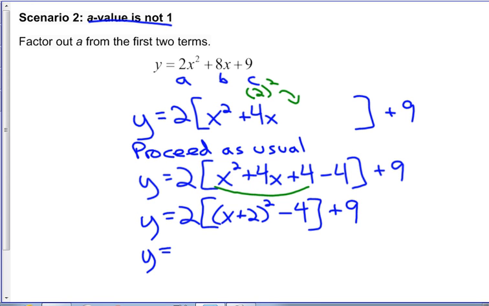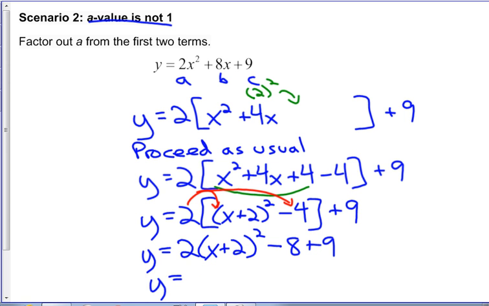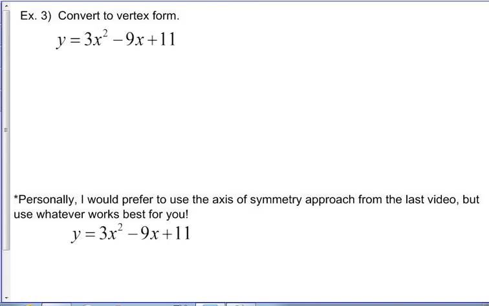Finally, I'll multiply in. And this 2 is just going to become a coefficient for that bracket. It tells us about our direction of opening and steepness. 2 times negative 4 would be negative 8. Plus 9 gives us this. Now you might notice this is the exact same trinomial that we did at the end of the last video. So again, this is one technique for putting things in vertex form, but it's not the only one. Use whatever you find most straightforward.